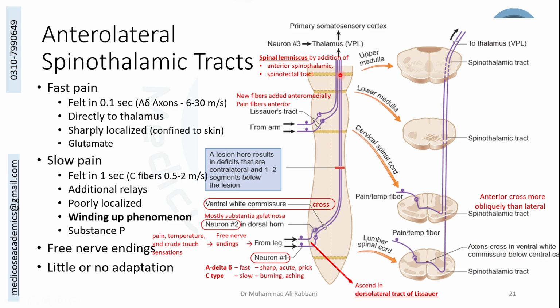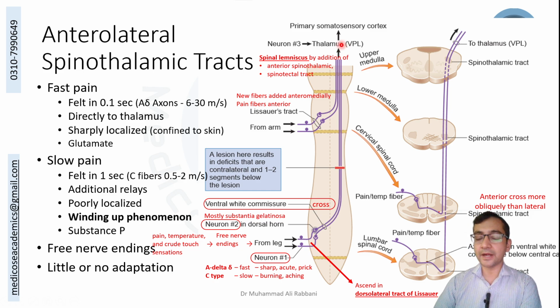It joins the party. Another tract joins this caravan. This is called the spinotectal tract. So these three tracts, the lateral spinothalamic tract, the anterior spinothalamic tract, and the spinotectal tract, become a common tract. They travel together, and this common traveling tract is known as the spinal lemniscus. As we move up, the spinal lemniscus moves up until it reaches the thalamus.